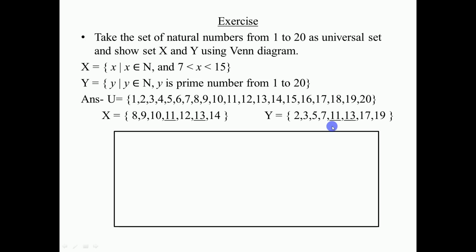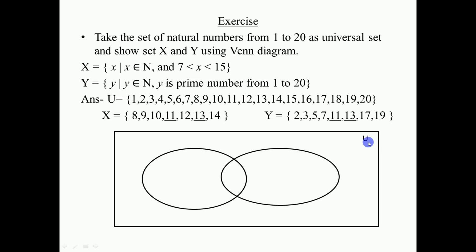So let us make a bigger one, which is basically the universal set. So I have written U over here. Then let us make one circle for the set x, and the next one is for the set y. Now this is set x and this is set y. Before going further, you should know that in both set x and set y, there are elements 11 and 13 which are repeated in both of these sets.